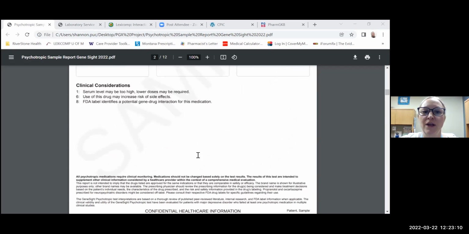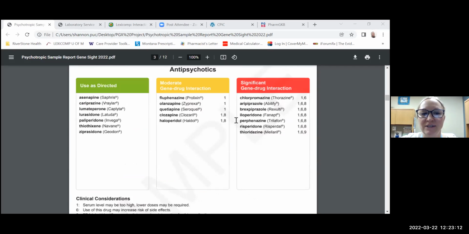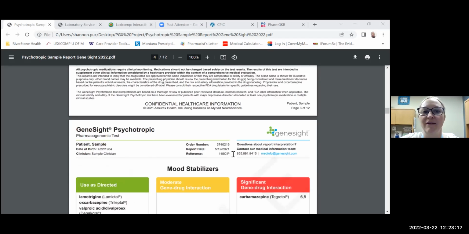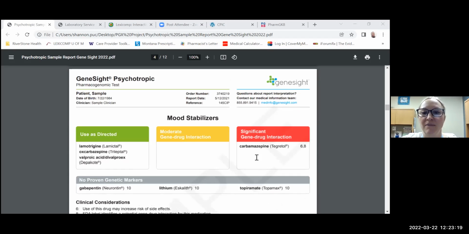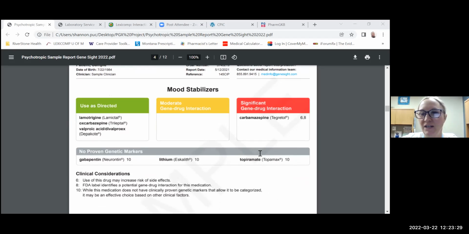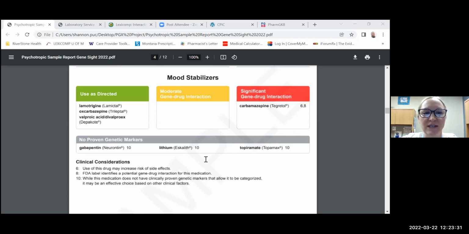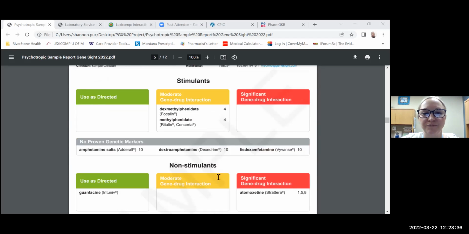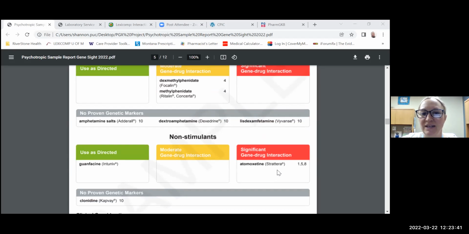If you go down, we have our antipsychotic medications and similar clinical considerations on the subtypes. We have our mood stabilizers here. Carbamazepine is actually a human leukocyte antigen test, so HLA. They list the medicines that don't have any genetic interactions, which is nice. And then when you get to stimulants, we'll go through this briefly at the end. Strattera or atomoxetine is probably the one with the highest level of pharmacogenetic implications.